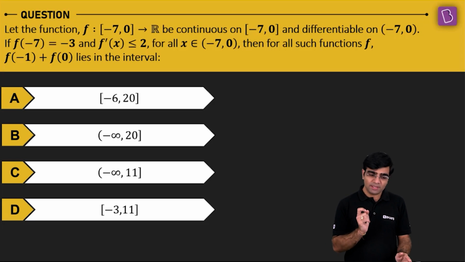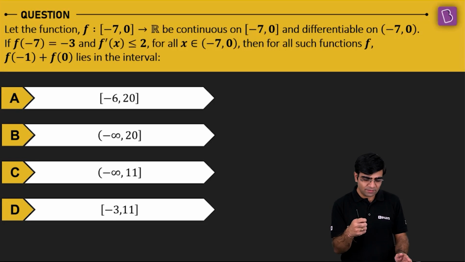Let the function f from the closed interval -7 to 0 to R be continuous on this closed interval and differentiable on the open interval. So they're asking me for this function f to be continuous in the closed interval of -7 to 0, but differentiable in the open interval of -7 to 0.